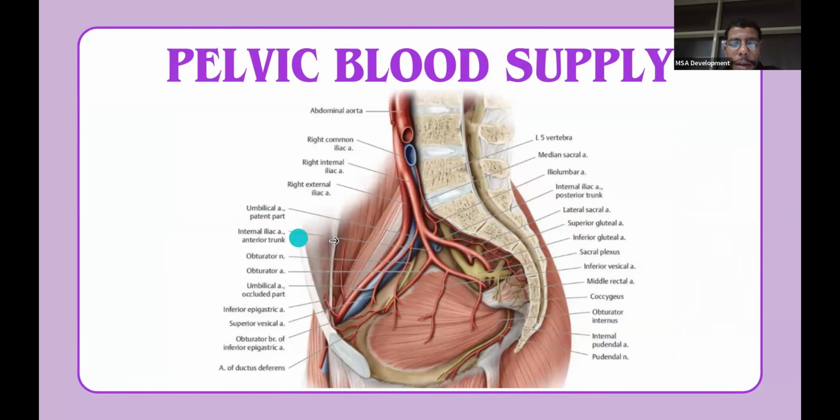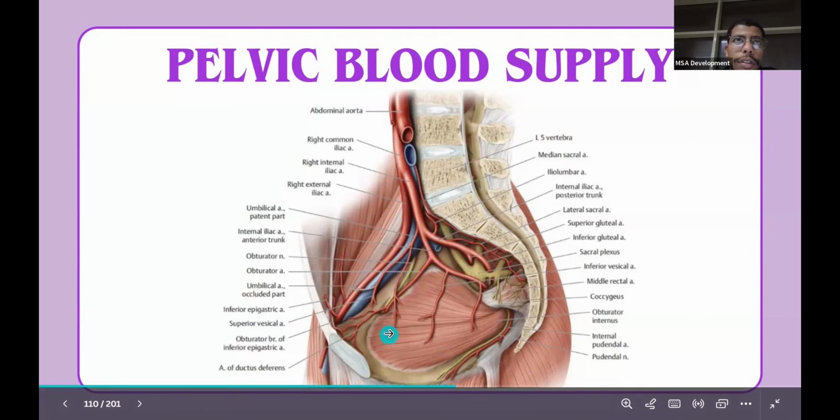Okay, blood supply. Now, this is a bit too much to take in. However, here we have our abdominal aorta. From the abdominal aorta, we have the common iliac, specifically the right one. Then the common iliac gives us two branches: internal iliac, which goes to feed the internal pelvic organs, and external iliac. We don't care about the external iliac. Our main focus is the internal iliac. Now, the internal iliac divides into two branches, anterior and posterior.